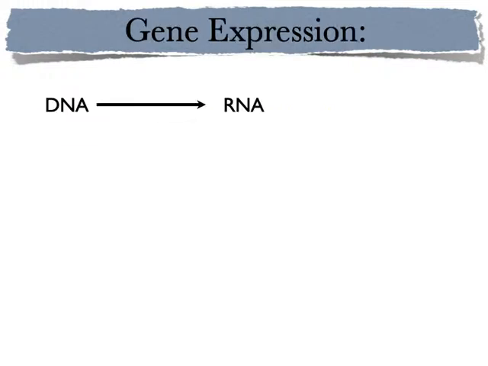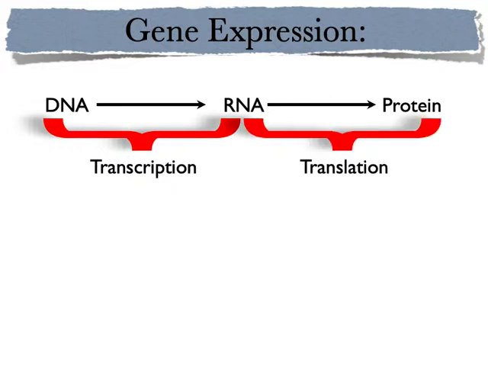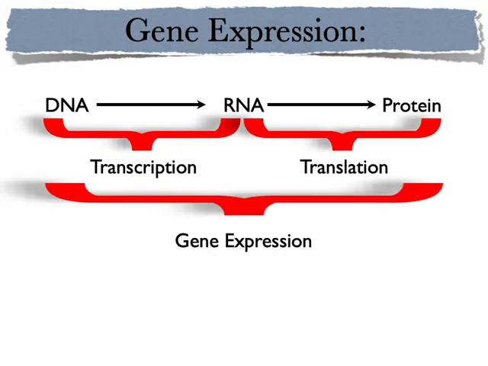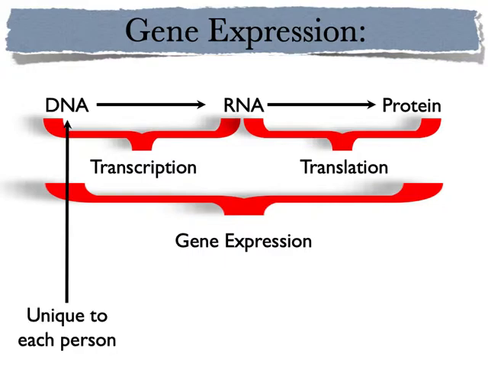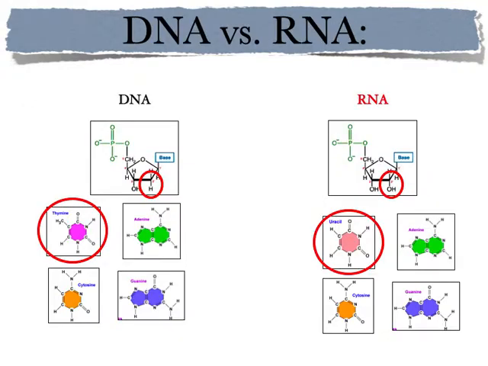So I think we're going to go through some more review. DNA to RNA, transcription, then you have translation. The entirety is known as gene expression. And in general, the more RNA you have, the more protein you're going to have. We'll talk about some different levels of regulation. DNA is unique, so that means we can have possible differences between people.